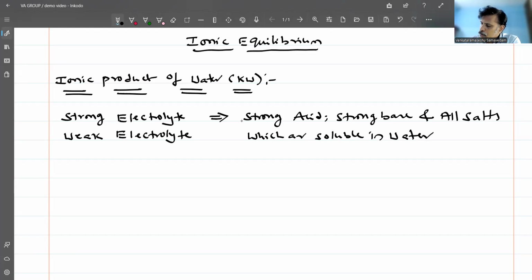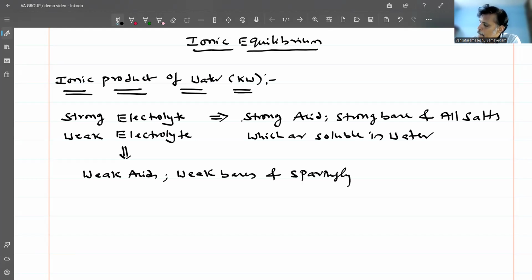If you want to talk about weak electrolytes, how can you take weak electrolyte? Weak electrolytes are generally called weak acids, weak bases, and sparingly soluble salts. So what is the difference between strong electrolyte and weak electrolyte?